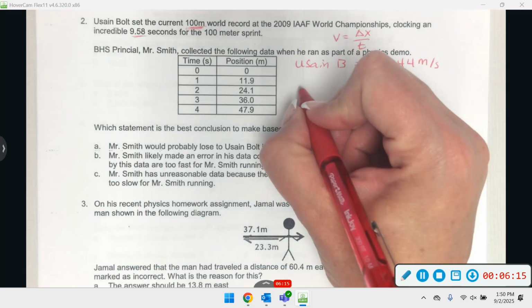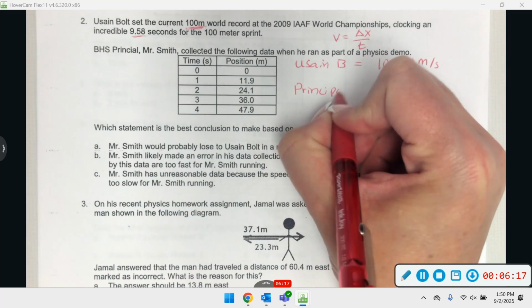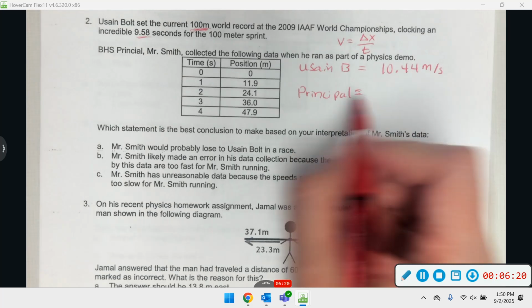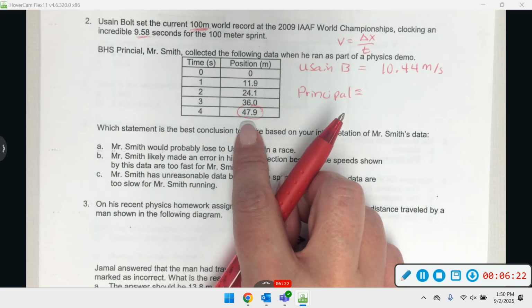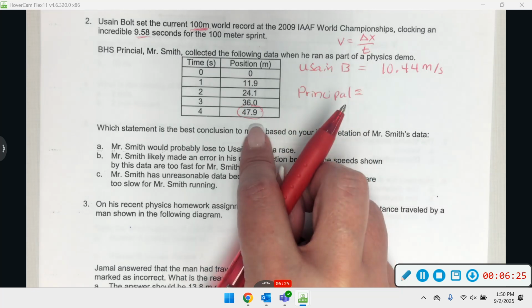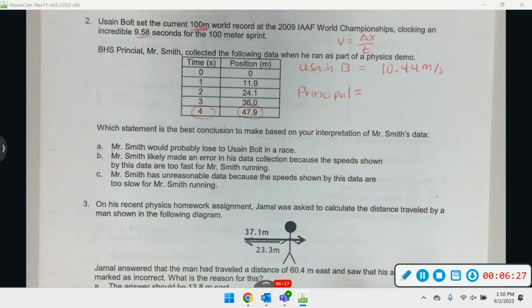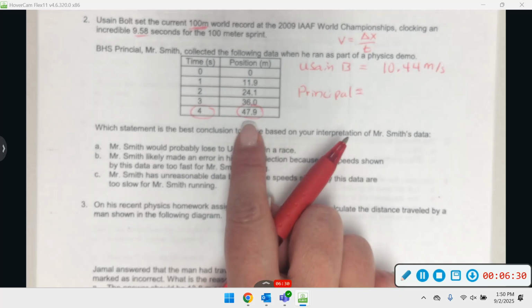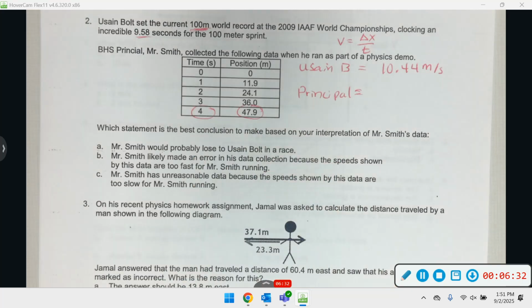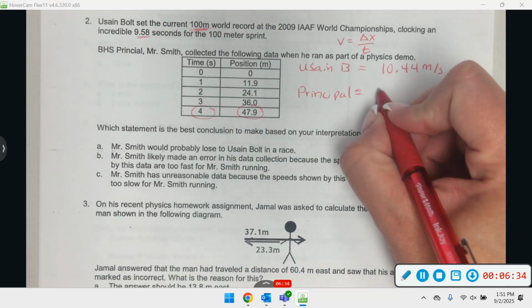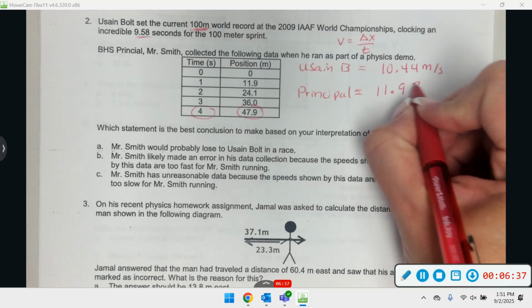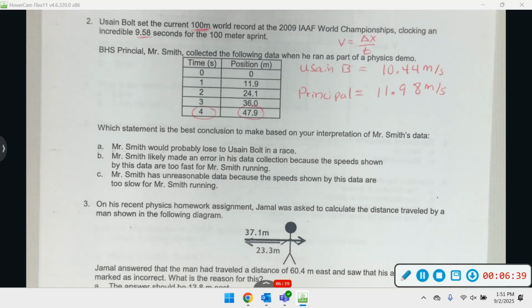We can do the same thing for the principal. His total displacement is 47.9 meters because he started at 0. This is how far he is from where he started. The time it took him to do that is 4 seconds. So we can do 47.9 divided by 4, and that will give us his velocity as 11.98 meters per second. So guys, question. Do you guys think that our principal is faster than the world record holder? No. Something is probably wrong here.